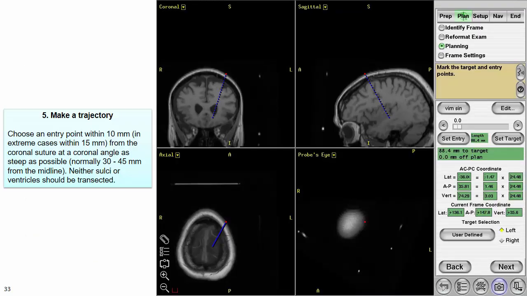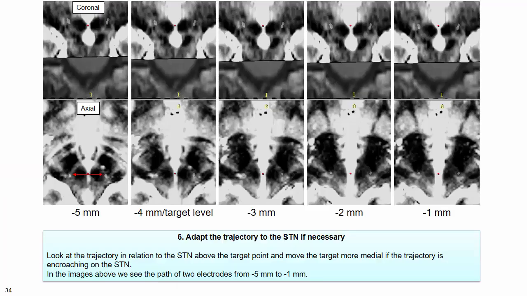In the next step, we will make a trajectory and choose an entry point within 10 mm from the coronal suture, at a coronal angle as steep as possible, normally 30 to 45 mm from the midline, and neither sulci nor ventricles should be transected. Most often I will be on the coronal suture or slightly behind it. In the final step, we adapt the trajectory to the STN if necessary.